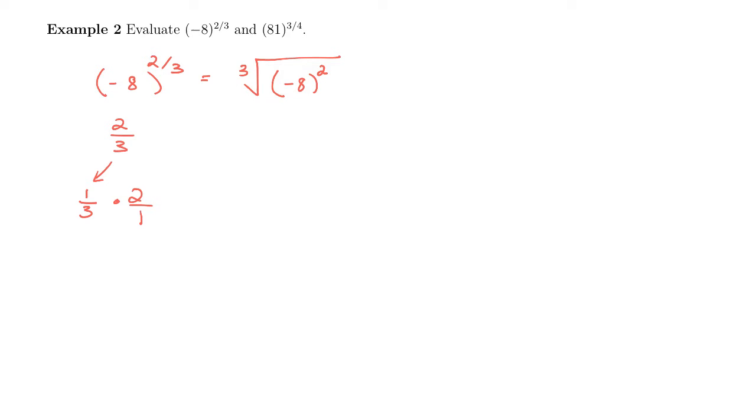So if your fraction is something like 2/3, this is often referred to as your power over your root, because you're still cube rooting, but you first are going to square the value before you apply the cube root. So let's try this out. So I'm taking the cube root of -8 squared.